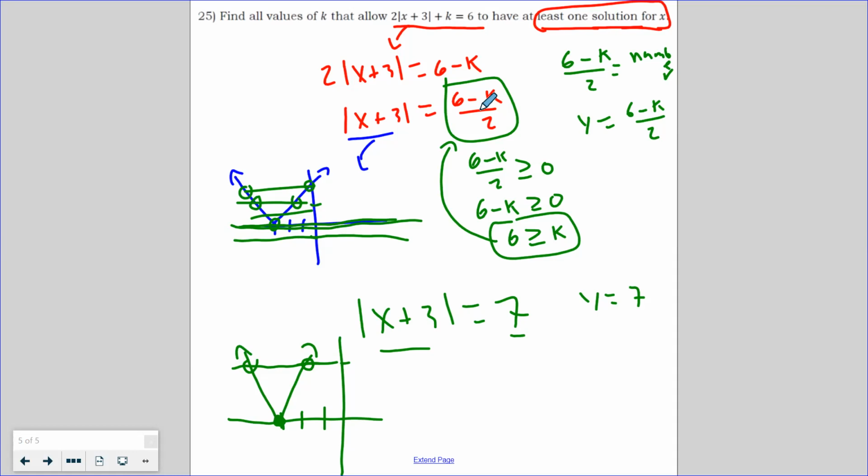So another way to think about it is, when will the absolute value have at least one solution? Or another way: when does an absolute value have no solutions?